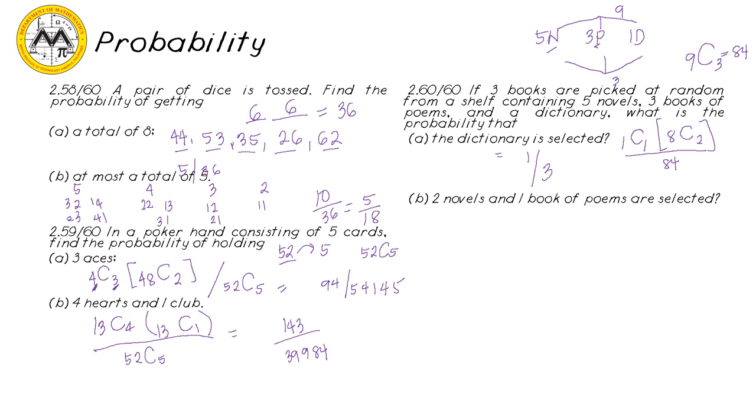Now 2 novels. From the 5 novels, we're going to choose 2, and from the 3 poems, we're going to choose 1. This is again to be divided by 84. So that's 5 combination 2 times 3 combination 1. So that's 30 over 84. You can simplify that if you want.